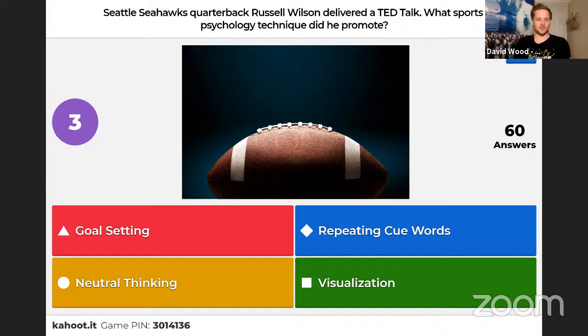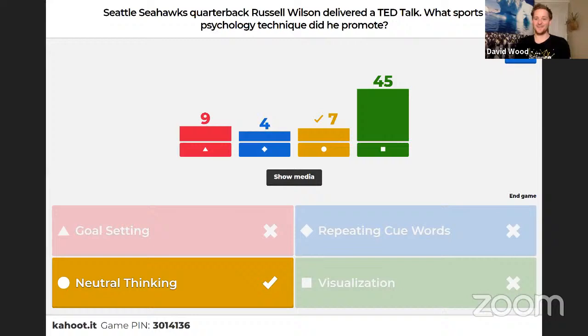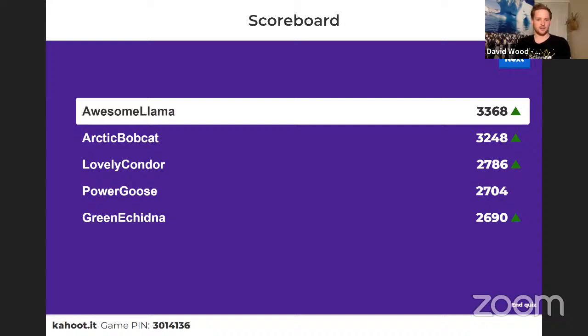Oh, we didn't like that question. It was neutral thinking, which is being touted by a lot of psychologists in a number of arenas, and Russell Wilson's been applying it to his NFL career. Awesome Llama, you're back in first, well done. Let's go on to our next question.